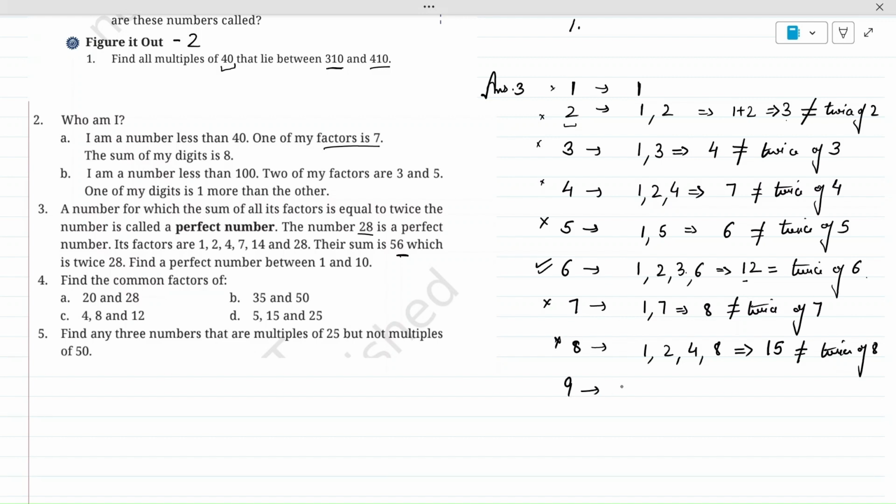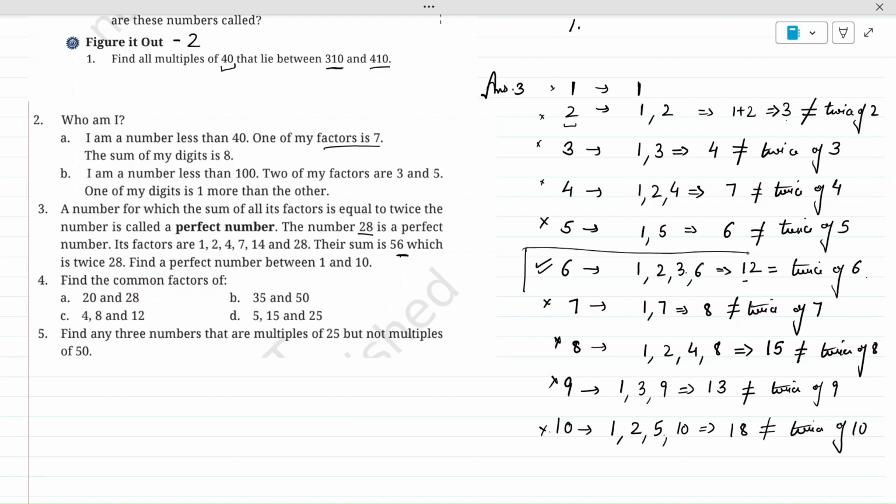Then we have 9. 1, 3 and 9. When we add, we will get 13 here. And again 13 is not twice of the given number 9. So it's also not a perfect number. The last one we have is 10. For 10 we have the factors 1, 2, 5 and 10. So let's add. 10 plus 5, 15, 17 and 18. 18 is also not twice of the given number 10. So that means from 1 to 10 we have only the number 6 which is a perfect number.